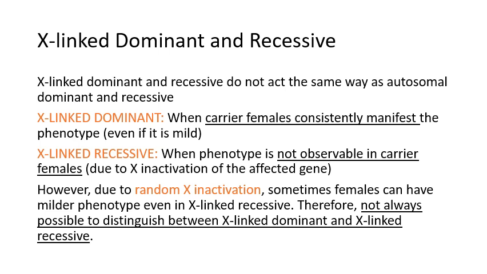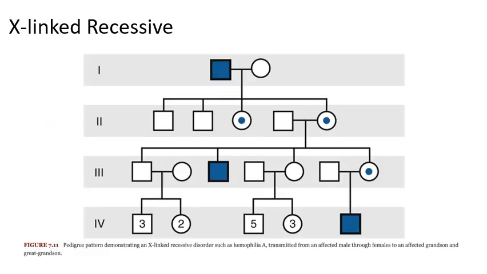X-linked recessive is when a phenotype is not observable in carrier females due to X inactivation of the affected gene. However, as we talked about, with random or skewed X inactivation, sometimes females can have a milder phenotype even in X-linked recessive. Therefore, it's not always possible to distinguish between X-linked dominant and X-linked recessive.